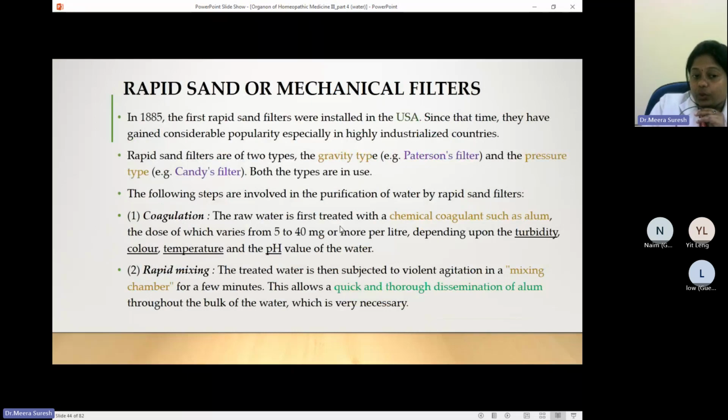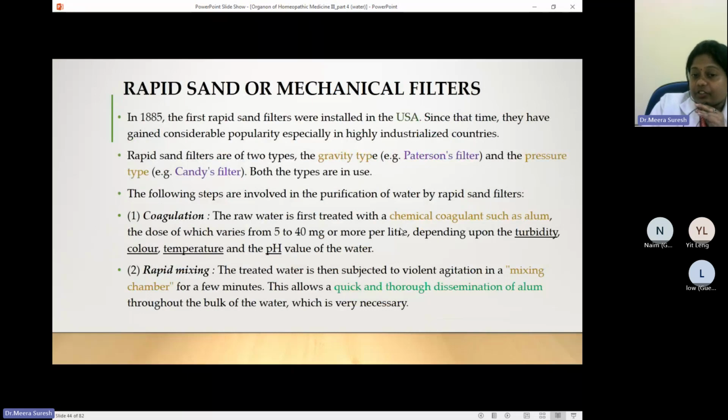Now this step, what we are going to say now, we have not seen in slow sand filter. In slow sand filter it was just storing the water for a few hours and then allowing it to pass through. We didn't do any pre-treatment to the water. But over here in rapid sand, they are going to pre-treat the water. So the first one will be coagulation.